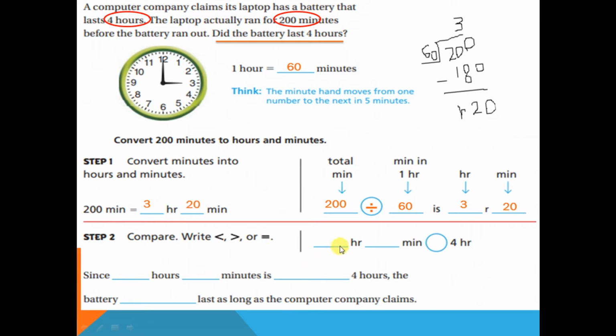Okay, now we can compare. We have hours and hours, so omit the minutes because we don't have minutes here. We will compare hours with hours. We have 3 hours and 4 hours. Which one is bigger? Of course, the 4 hours. And this means that since 3 hours and 20 minutes is less than 4 hours, the battery doesn't last as long as the company claims. So their claim is wrong.